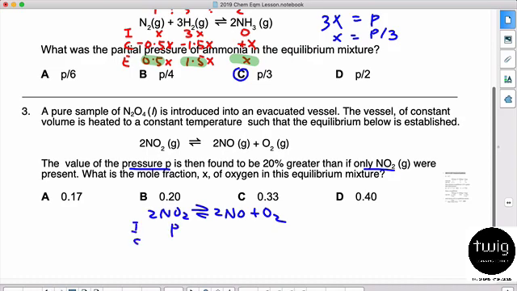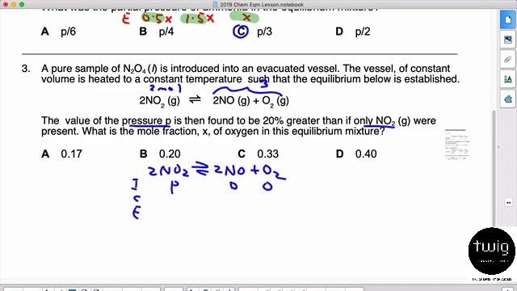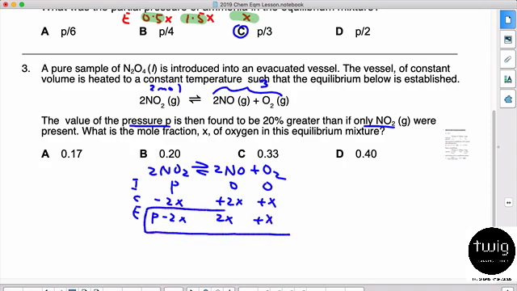ICE. So actually, notice that there are 2 moles of gas on this side. And then after some time, there will be how many moles of gas? 3 moles of gas, right? So which means the pressure must increase. And they say increase by 20%. So this is how we do it. P0, minus 2x, plus 2x, plus x. So it becomes P minus 2x, 2x, plus x. Okay, add up everything here.